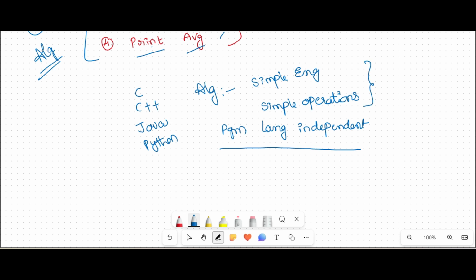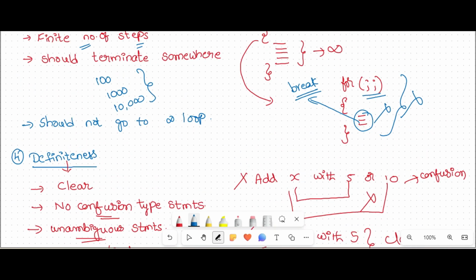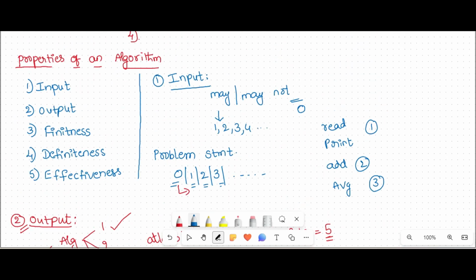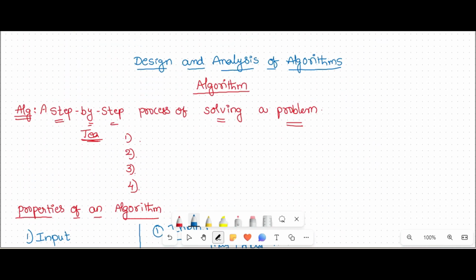It consists of simple English statements or English words and simple operations like addition, subtraction, general mathematics. So simple maths is present in the algorithm. So for any problem, you can write an algorithm. It is independent of programming language, remember. Okay, so that's all. In this video, we discussed what an algorithm is and what the different properties of an algorithm are. Hope you understand, students.